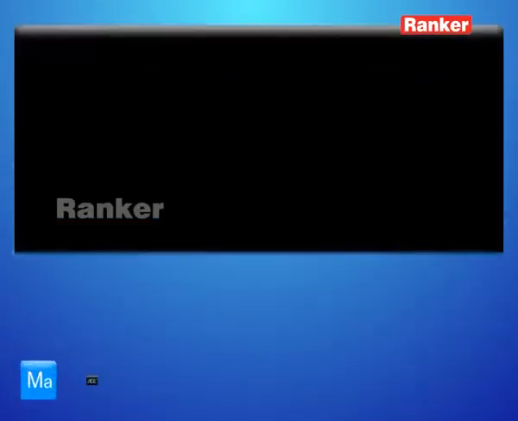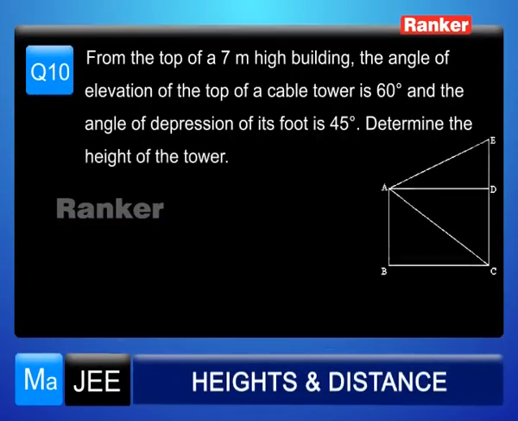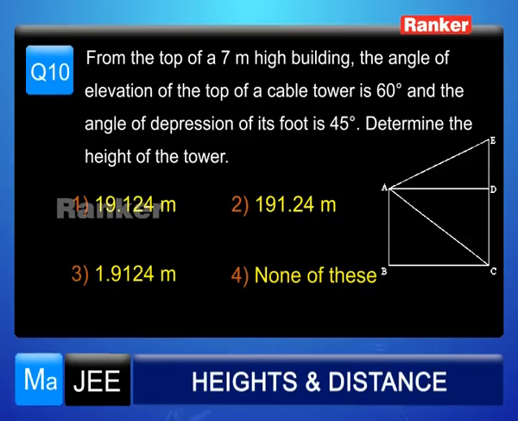Question number 10. From the top of a 7-meter high building, the angle of elevation of the top of a cable tower is 60 degrees and the angle of depression of its foot is 45 degrees. Determine the height of the tower. First option 19.124 meters, second option 191.24 meters, third option 1.9124 meters, fourth option none of these. Let's have a look.